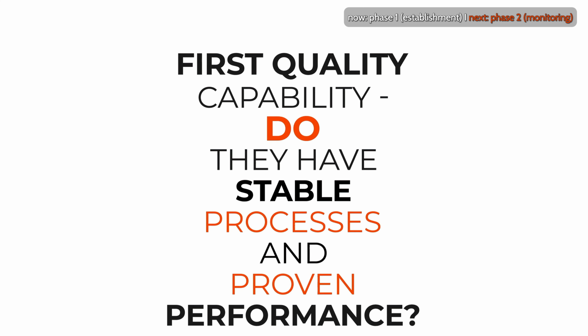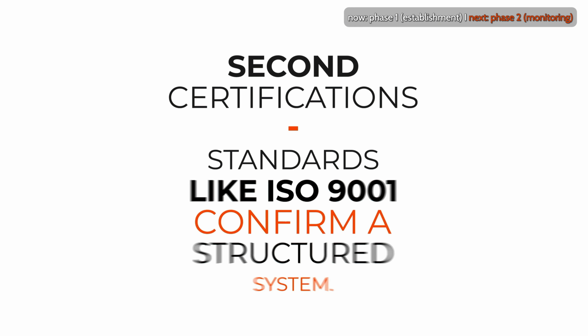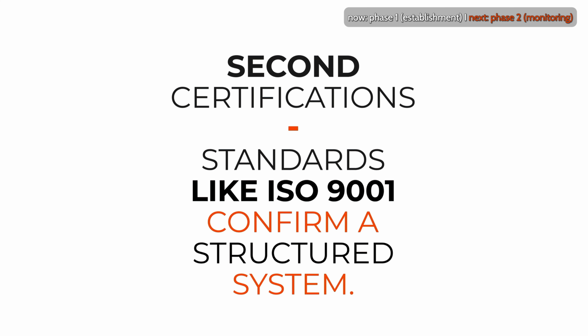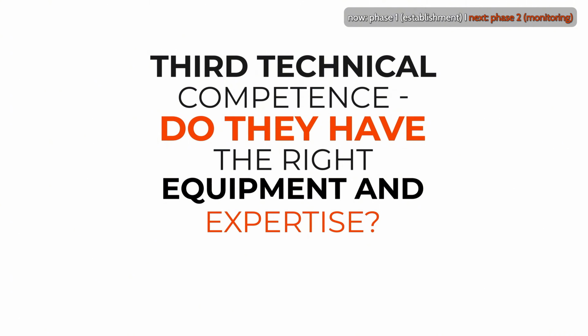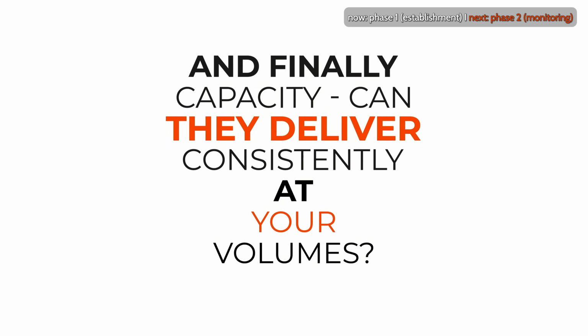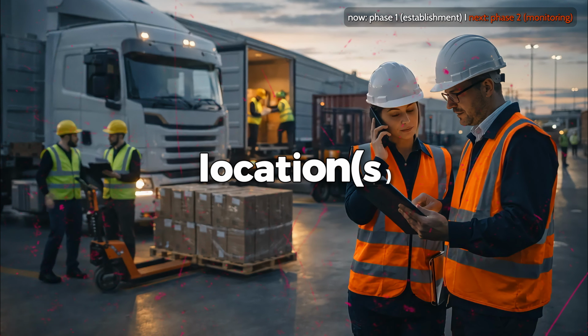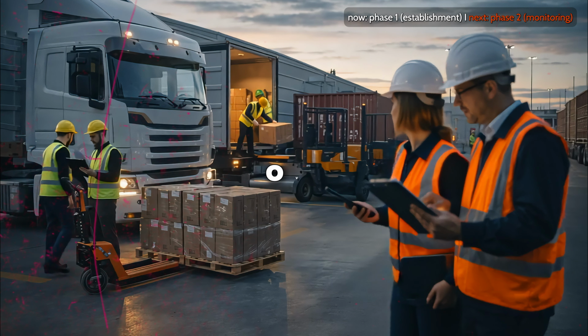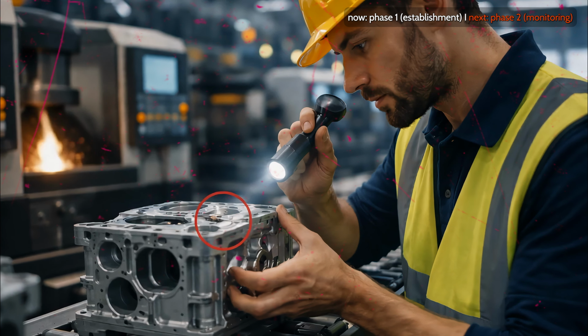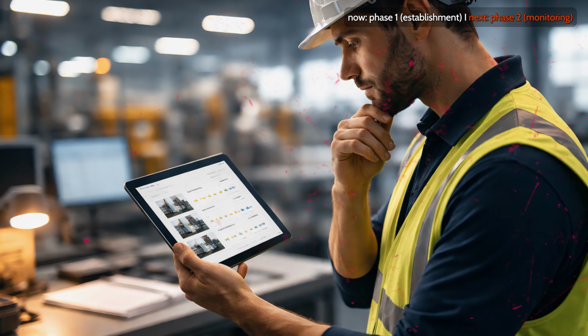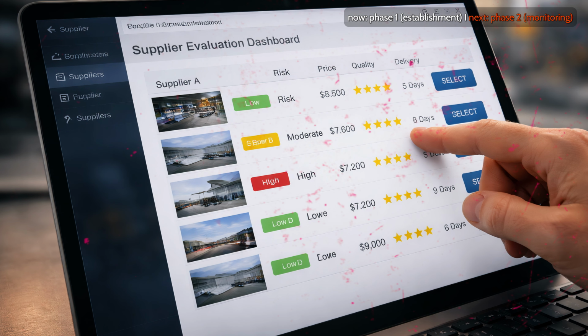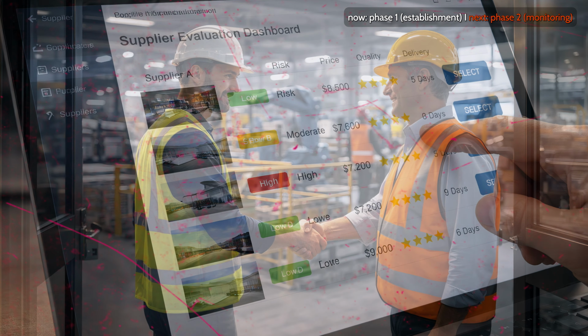First, quality capability. Do they have stable processes and proven performance? Second, certifications. Standards like ISO 9001 confirm a structured system. Third, technical competence. Do they have the right equipment and expertise? And finally, capacity. Can they deliver consistently at your volumes? You may also consider factors like location, responsiveness, and overall risk, because every weakness you accept here will show up later. You are not just selecting a supplier, you are selecting your future risk level.